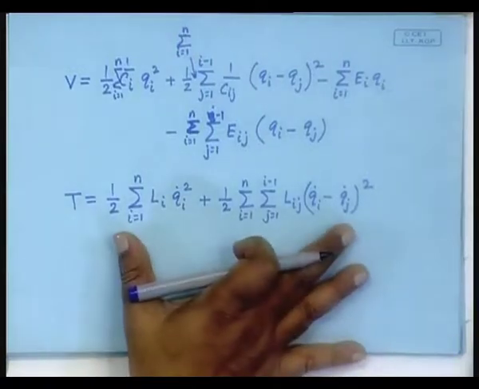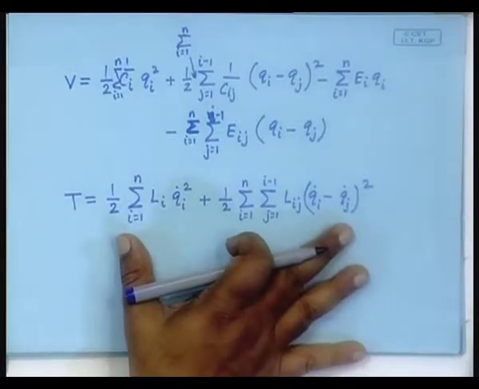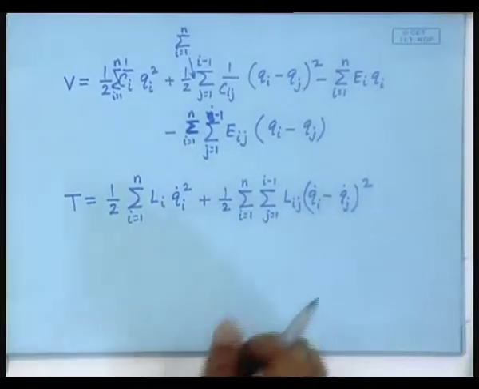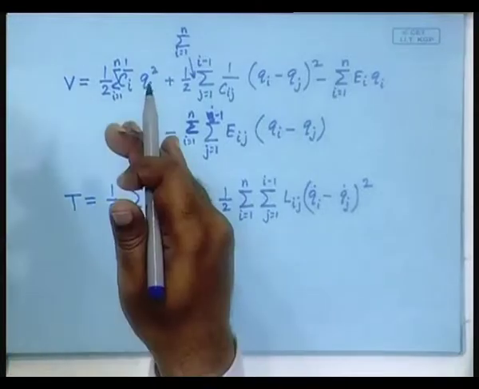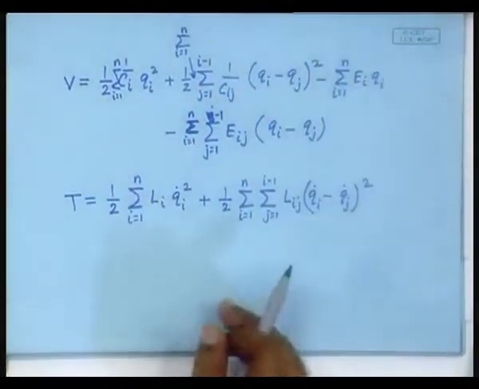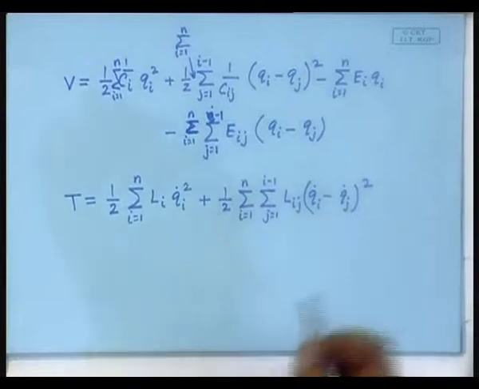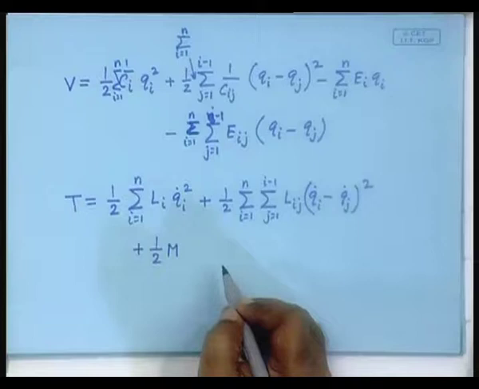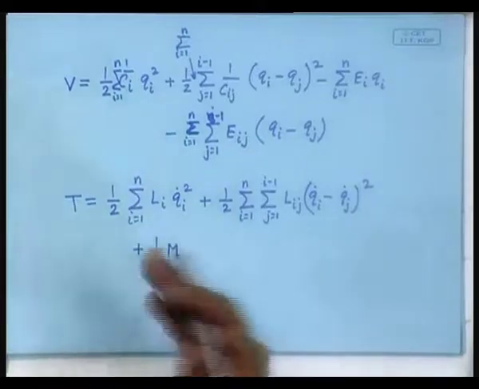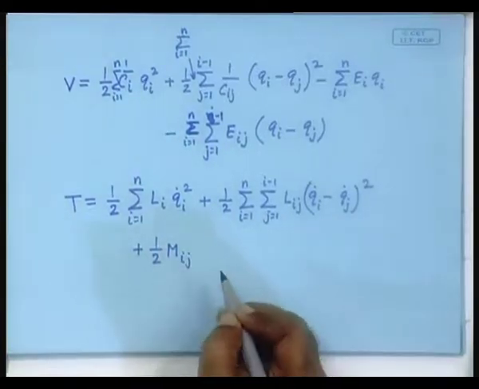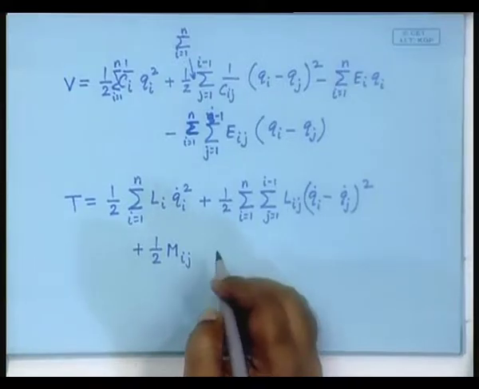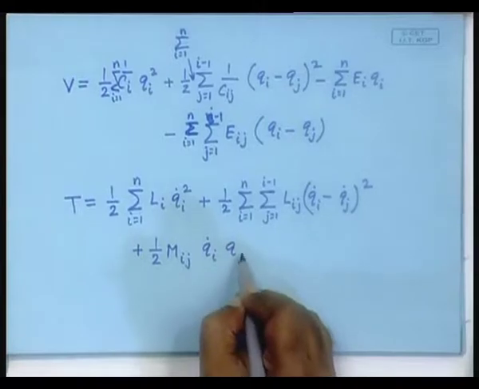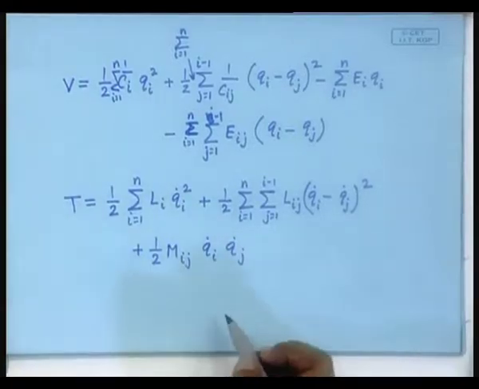So, that exhausts the self inductances. There could also be mutual inductances, and mutual inductances will have to be written as M_ij q_i dot q_j dot. So, that will have to be summed over. So, it will be plus half M_ij, between which branch and which branch, q_i dot q_j dot.